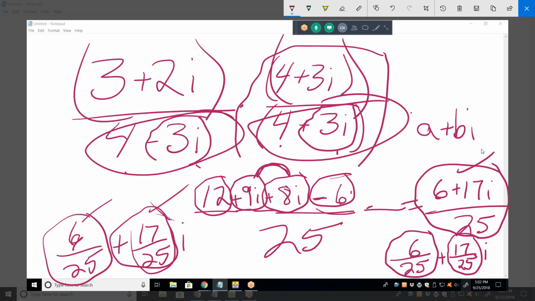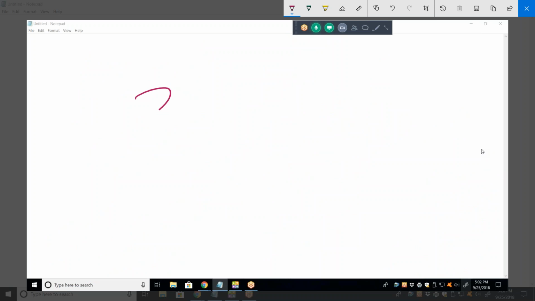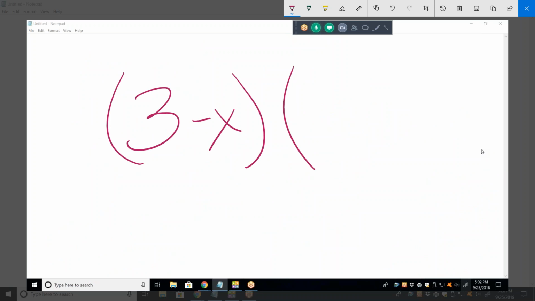Okay, but the process is always the same. It's never division. It's always multiplying top and bottom by the conjugate of the bottom. Now, let me just make sure you know what conjugate means. Tell me the conjugate of that. Negative 3x. Oh, just the same exact two terms with a different sign in the middle. That's what conjugate means.